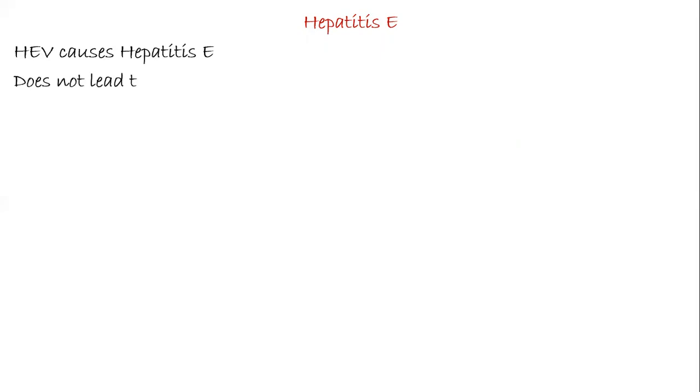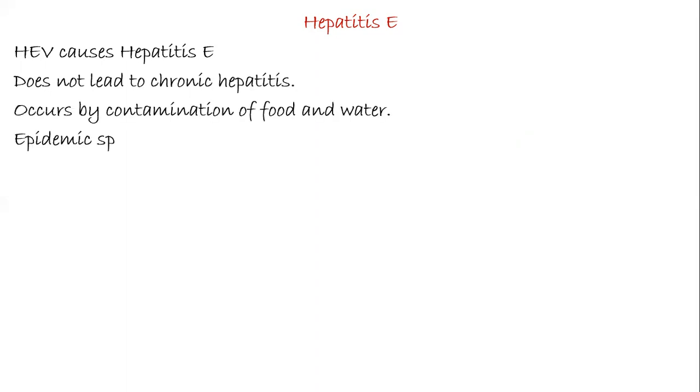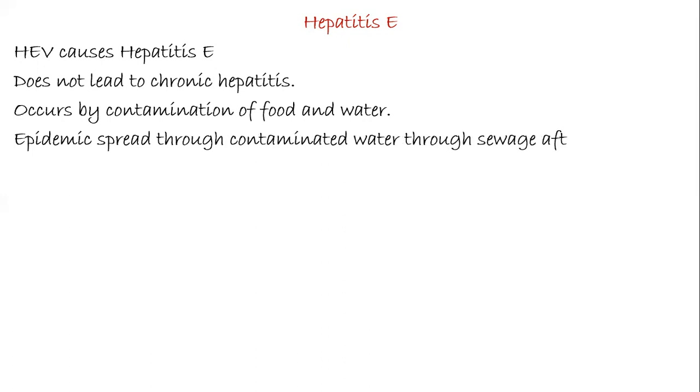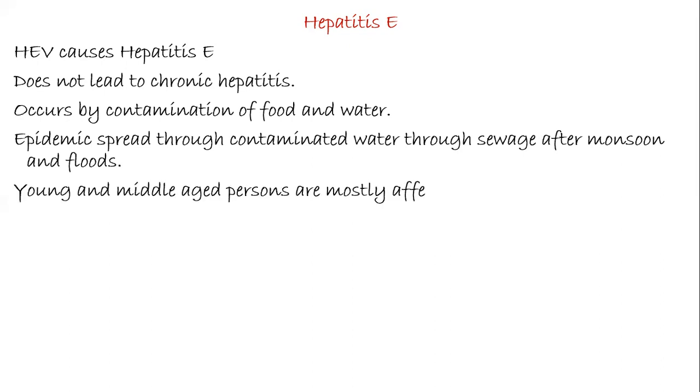The last type of hepatitis is hepatitis E. Hepatitis E is caused by the HEV virus. It does not lead to chronic hepatitis. It occurs by contamination of food and water. Epidemics spread through contaminated water through sewage after monsoon and floods. Young and middle-aged persons are mostly affected. 15 to 60 days is its incubation period.